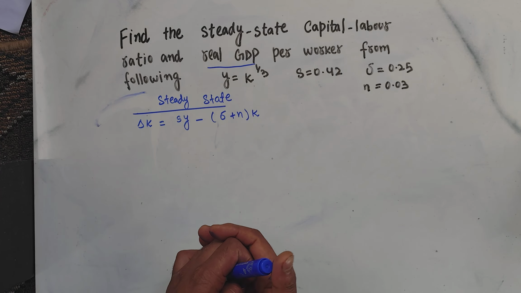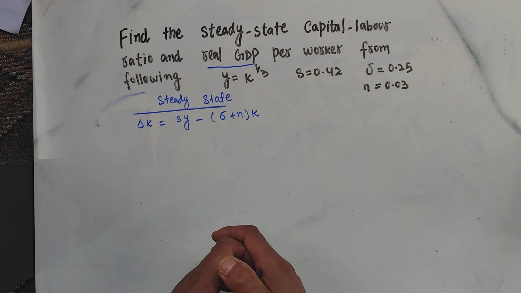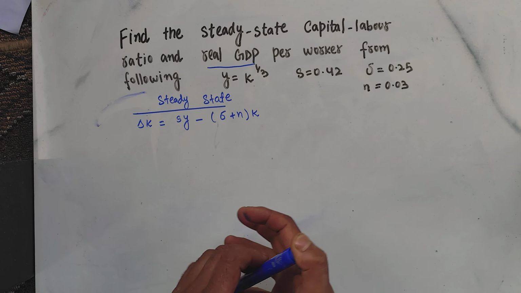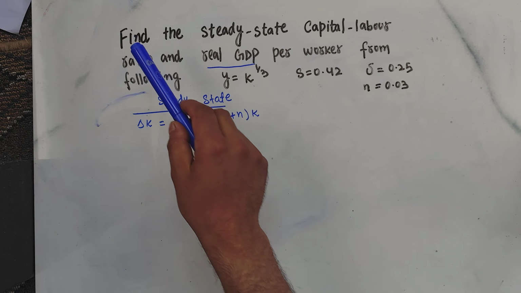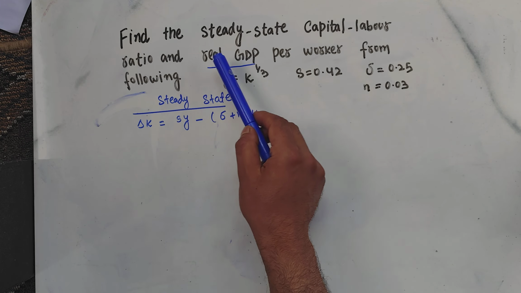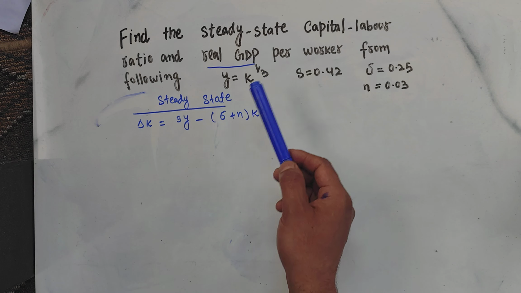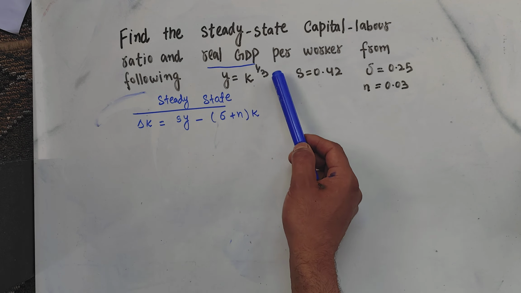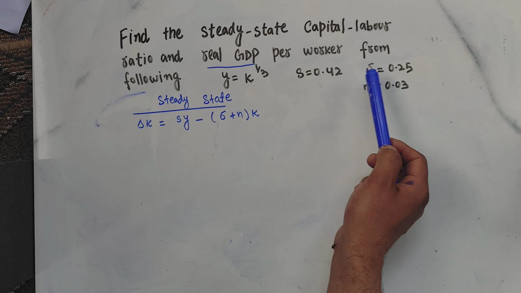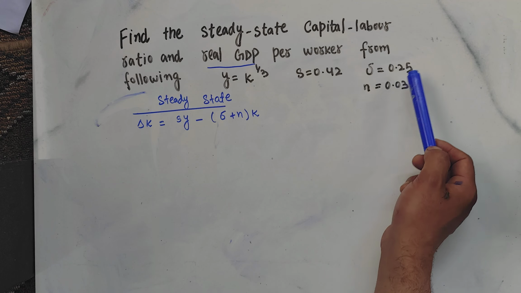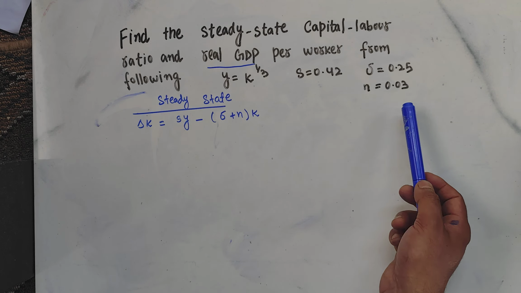In this video, we will learn how to find the steady state capital labor ratio and real GDP per worker. The question is: find the steady state capital labor ratio and real GDP per worker from the following data. We have y equal to k raised to the power 1/3, s equal to 0.42, depreciation is 0.25, and the population growth rate is 0.03.